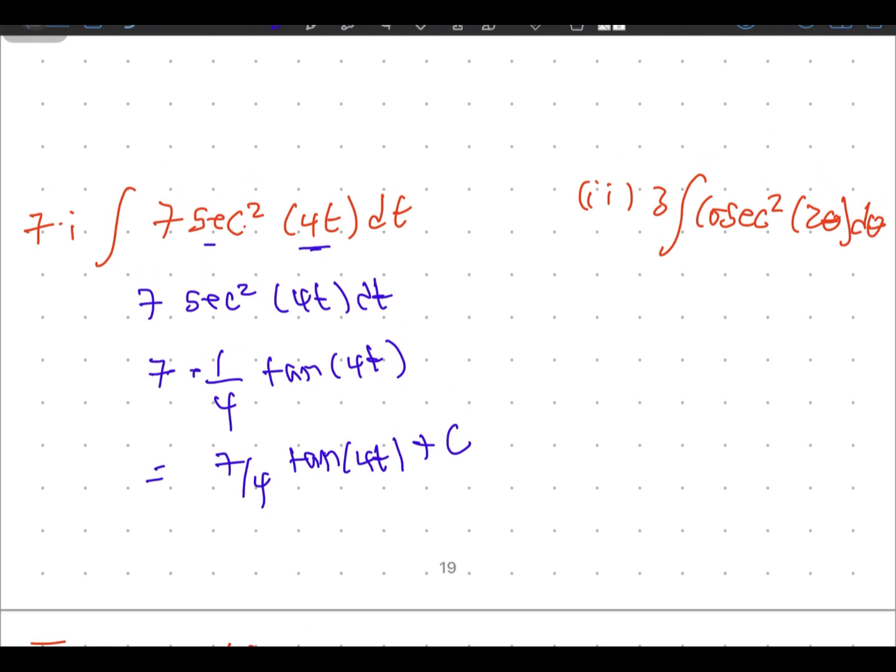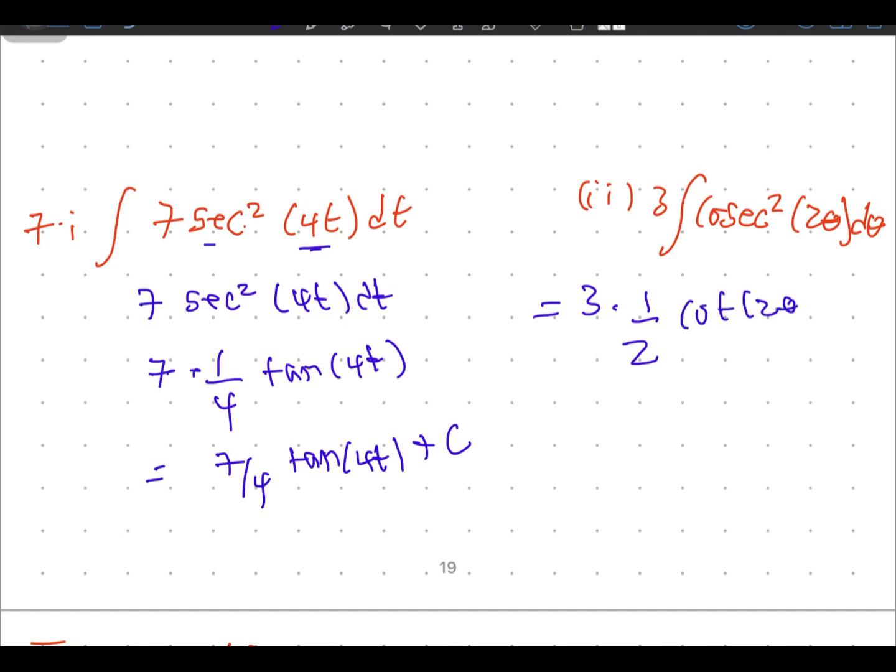So let's look at our last question. The last question is 3 times the integral of cosec square 2 theta d theta. The same thing applies as we did to the 7. Refer to the standard integral, but as we are doing, differentiate whatever is in the bracket and divide instead of multiplying. So now we are going to get 3 times 1 over 2, because when I differentiate 2 theta, I get 2.